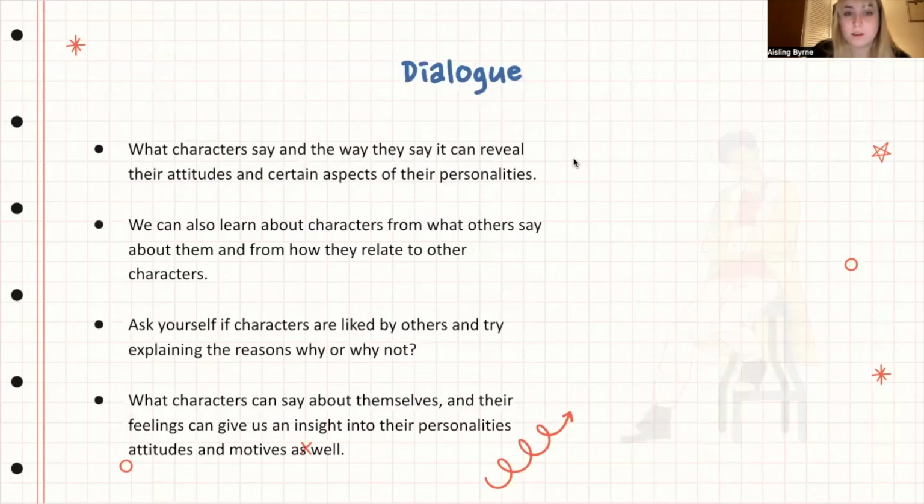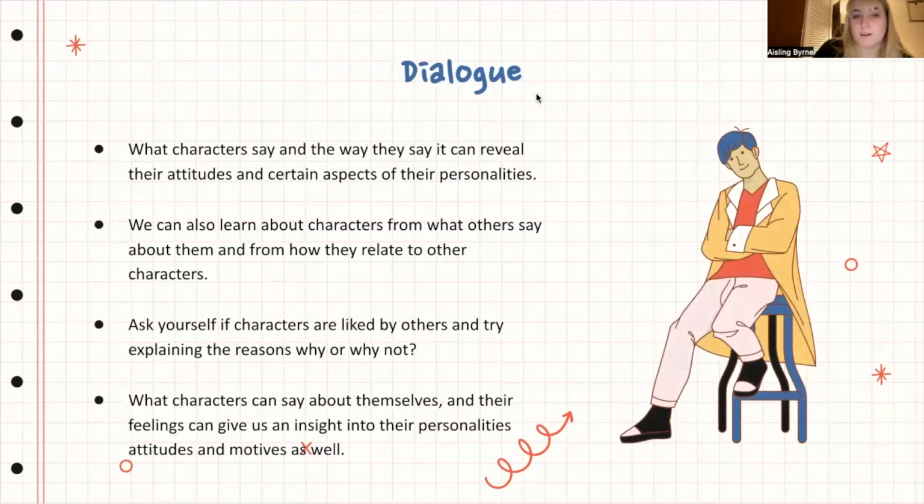Okay, so that's just an example of implied versus direct information from an author, which is very useful when we're talking about characters. And now we're looking at dialogue. What characters say and the way they say it can reveal their attitudes and certain aspects of their personality. So when we look at dialogue in text, we get a deeper insight into these characters than just what the author's telling us.